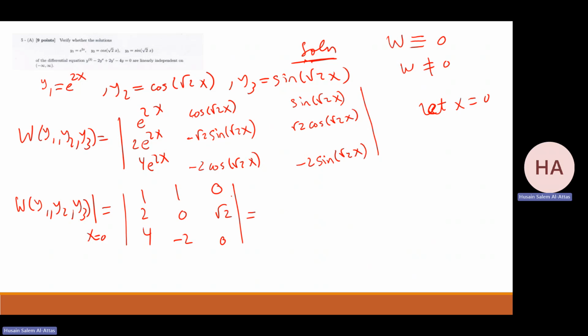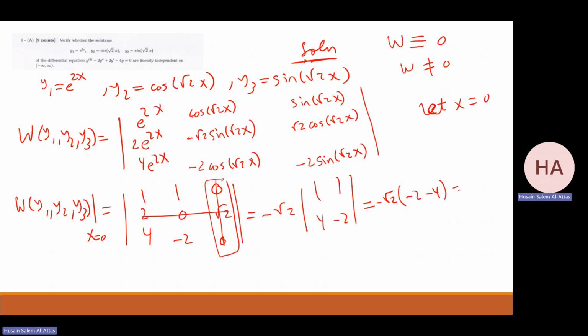Now we'll do the expansion along the last column, since it has two zeros. So I have plus, minus, plus. I have minus square root of 2 times the minor, which gives minus 2 minus 4. That will be 6 square root of 2, which is not equal to 0. So they are linearly independent.